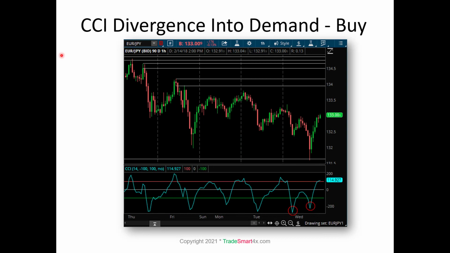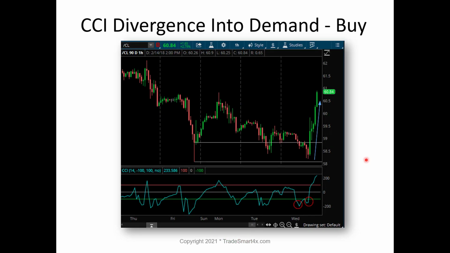And here's another example, CCI divergence into demand. So first of all you have to know that this is demand, and notice the market made a new low. Here, the CCI made a higher low, and the market bounced off this demand area and continued to move up. See that? All from here. This is another example. Another one into demand, CCI divergence, and a move up from this level.